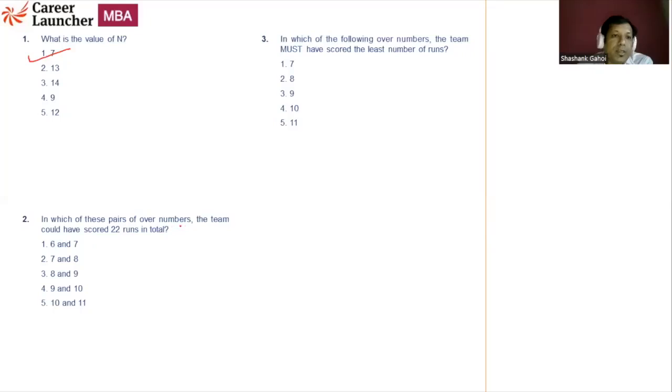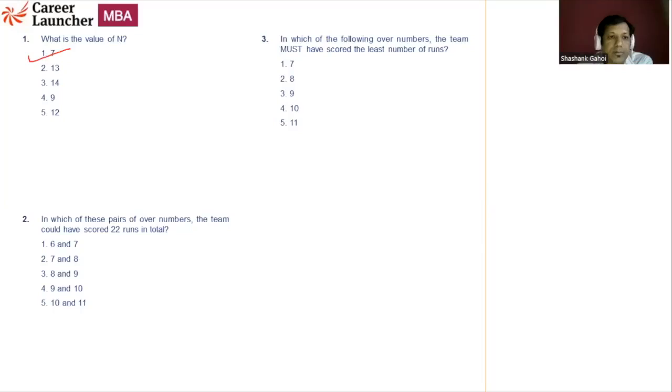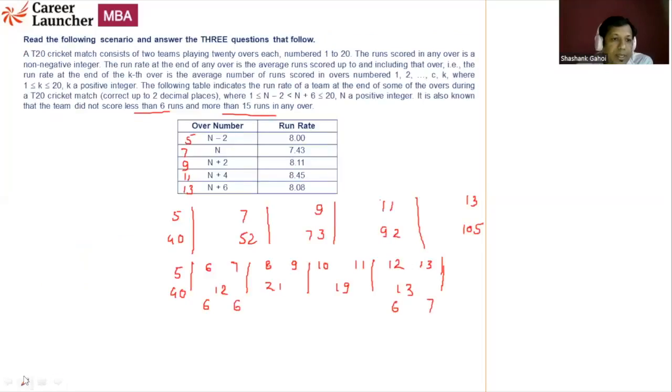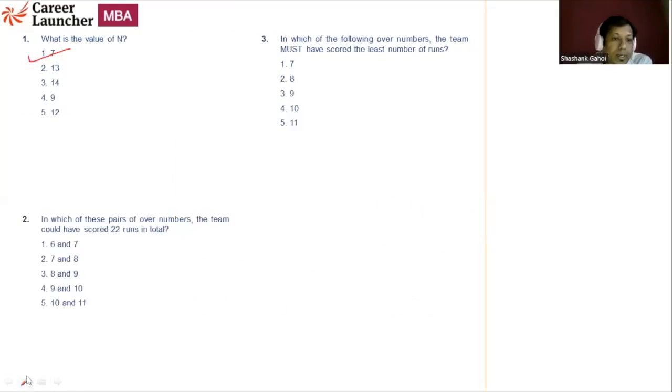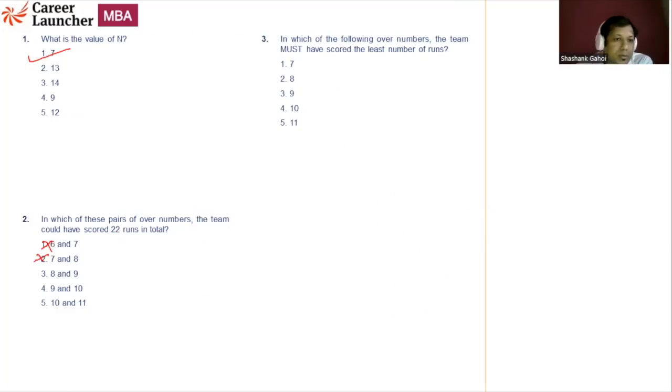In which of these following pair of overs the team could have scored 22 runs in total? So 6 and 7, no, in 6 and 7 they scored 12 runs. 7 and 8. In 7th over, I know that they are making 6 runs. In 8th over, the maximum runs that can be scored is 15. So 6 plus 15, maximum runs that can be made is 21. So scoring 22 runs in 7th and 8th over is not possible. So this is rejected. 8th and 9th over, the total runs made are 21. So no, definitely not.